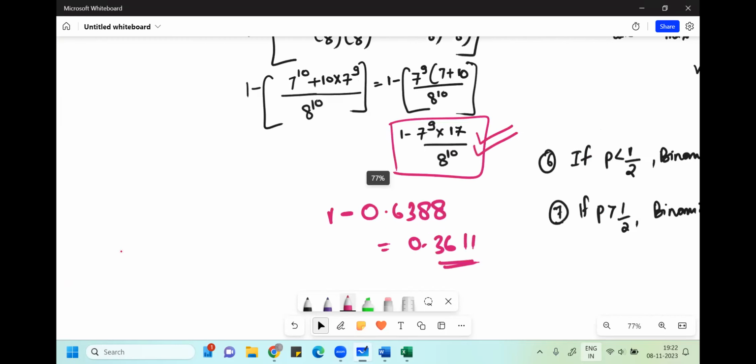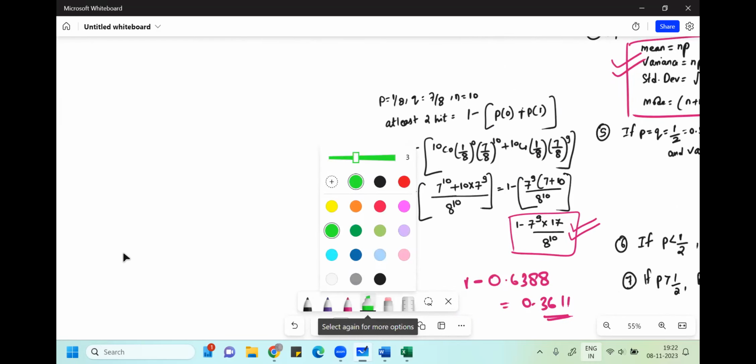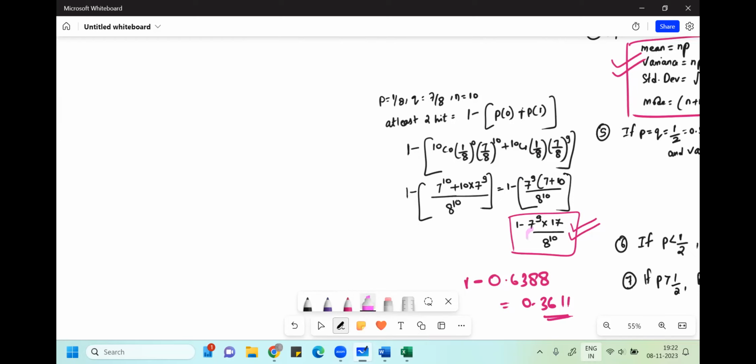If paper setters expect students to find this value with a normal calculator, I believe they are doing injustice, because the amount of time you will waste is illogical. Clear, everyone?